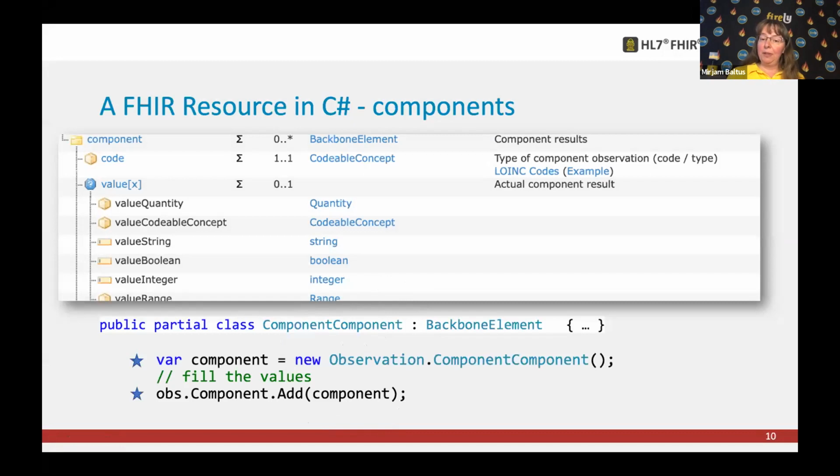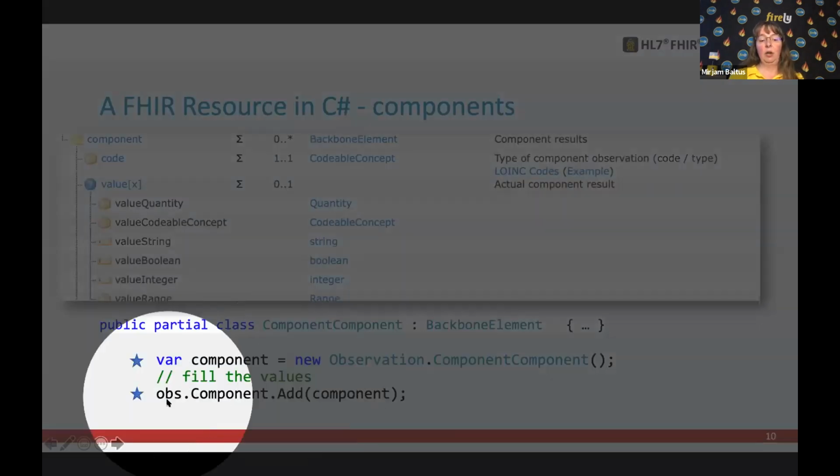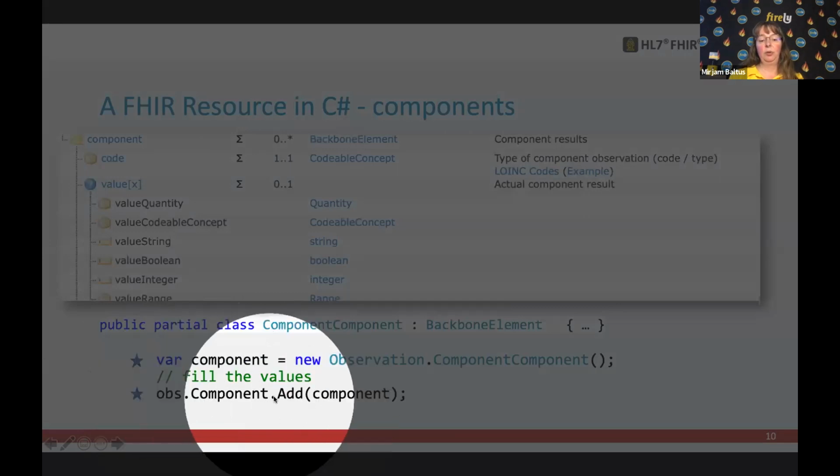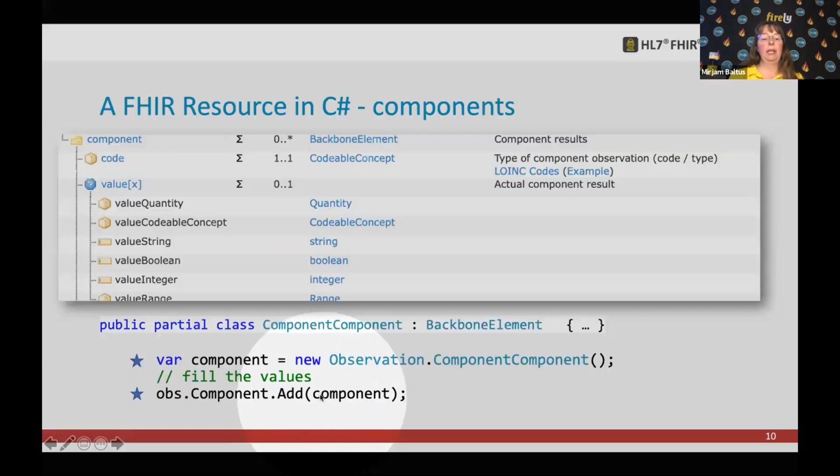Whenever you need to fill the data inside such a component, you will of course need to create that particular component first. So we are going to create a new observation.component component, and then we can use that to fill the values inside of there. After that, we will have to add that component to our main observation object in this case. So you can see that I add this to the list in here. Observation, we add to the component field this component that I've just created.